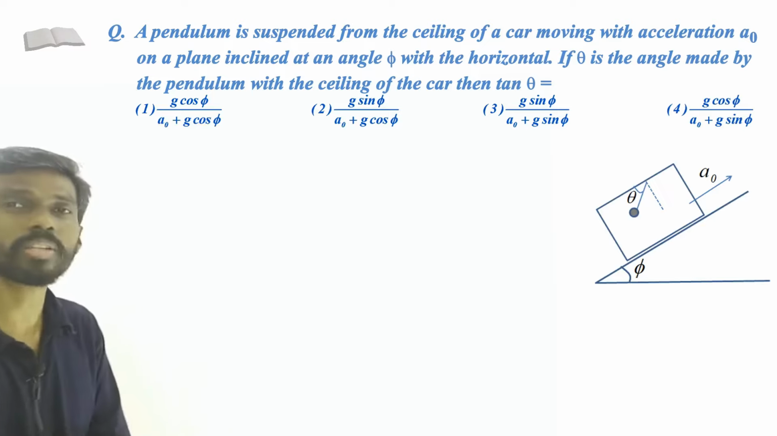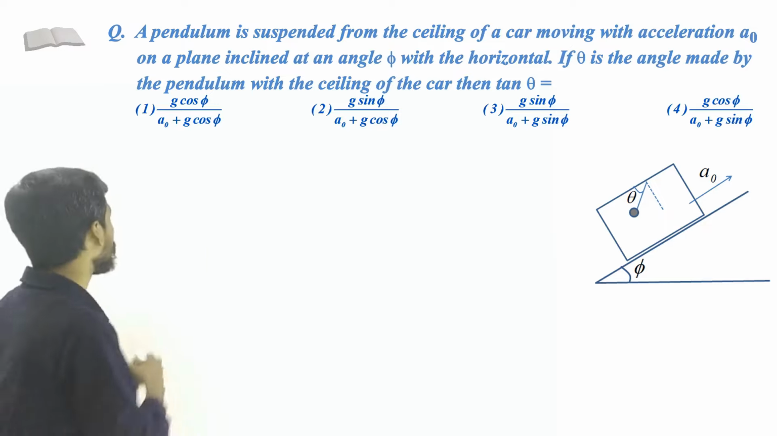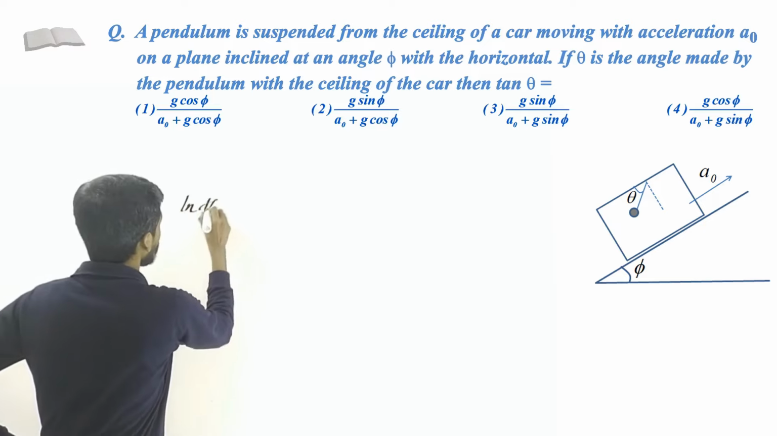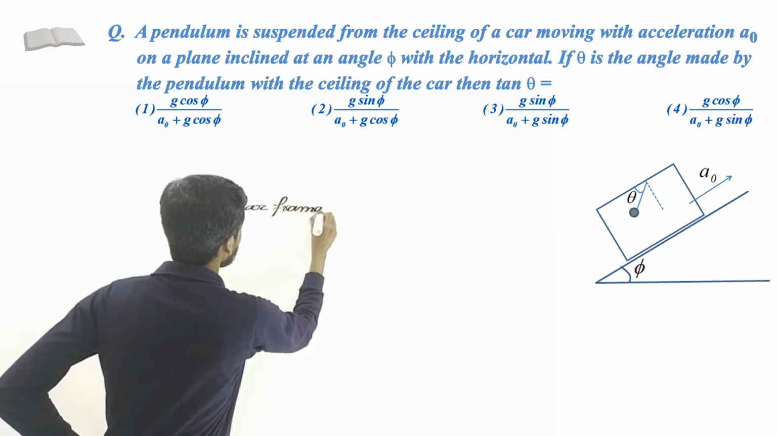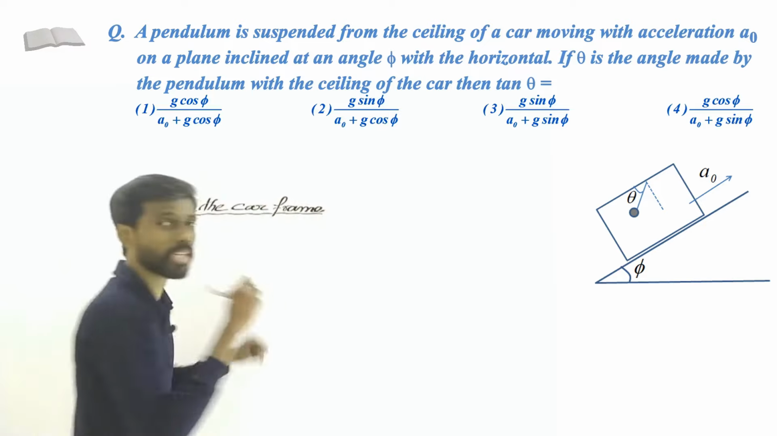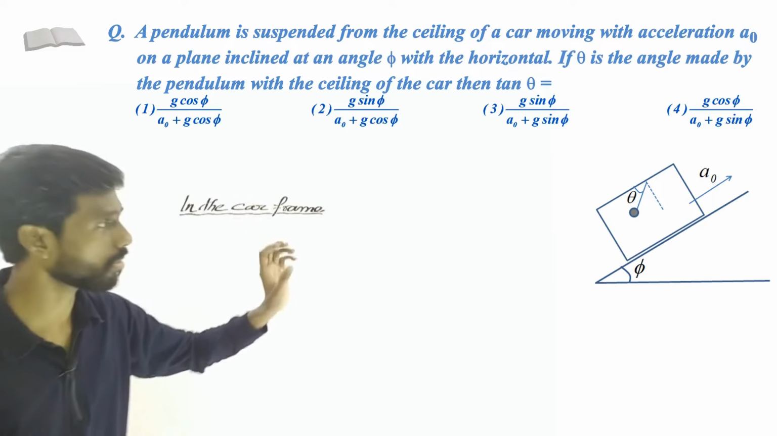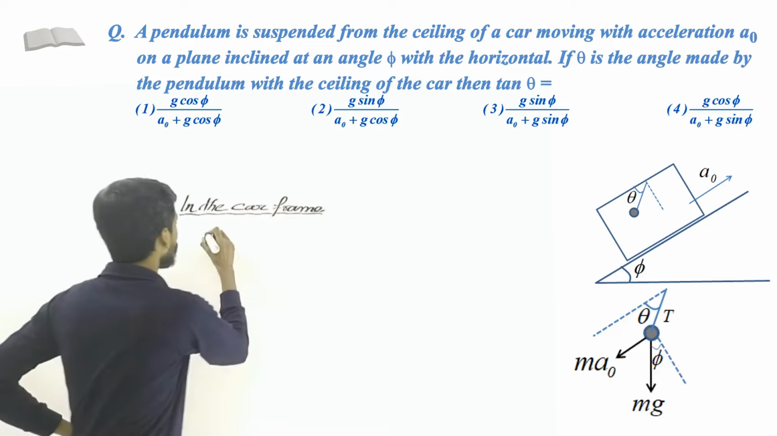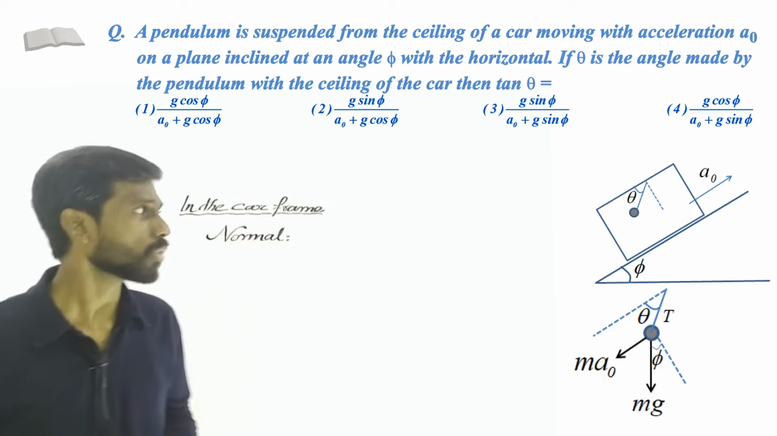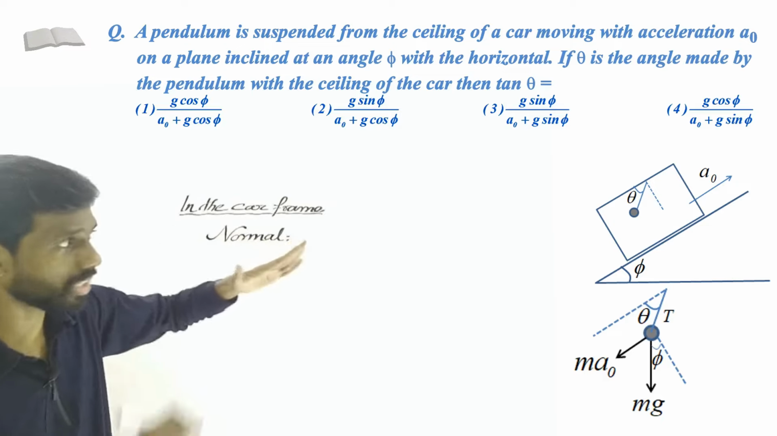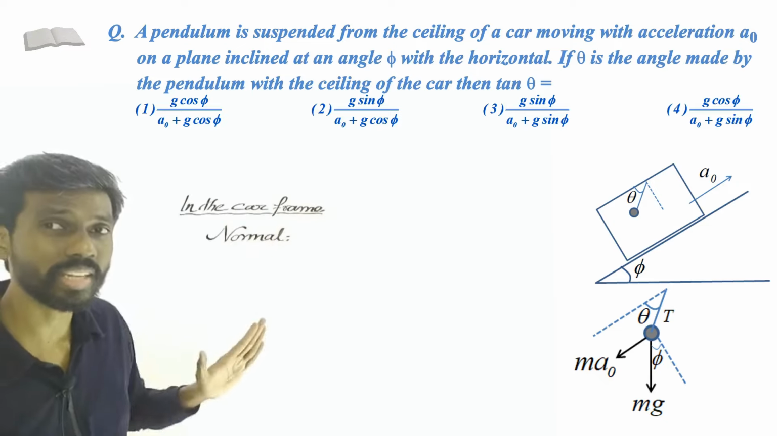Let us consider all the forces acting on the pendulum in the frame of reference of the car. In the car frame, that means you are observing this from the car, which means the observer is accelerating. Now tell me, what are the forces acting on the pendulum in the normal direction? This pendulum is making some angle theta with the ceiling, that means in the direction of the incline. So that means it is the normal component of the tension. Tension is acting in this direction.